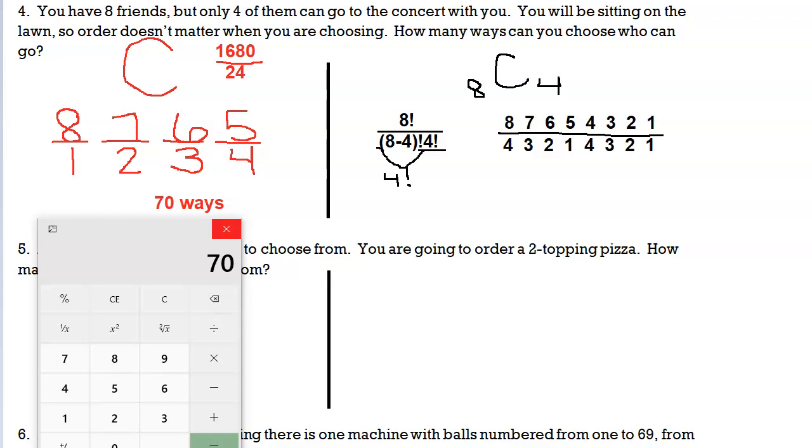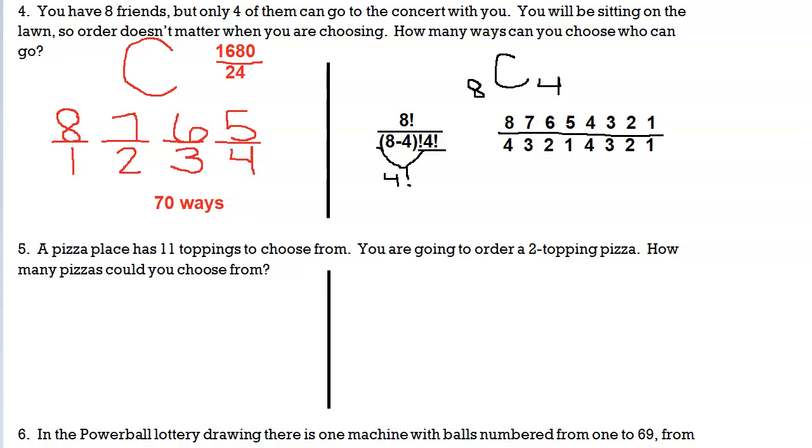Now, how does the blank method relate to the formula? Well, take a look. 4 divided by 4 is 1. 3 divided by 3, 2 divided by 2, 1 divided by 1. And what you end up with is exactly what we had over here. So you end up getting 70 ways no matter how you do it.